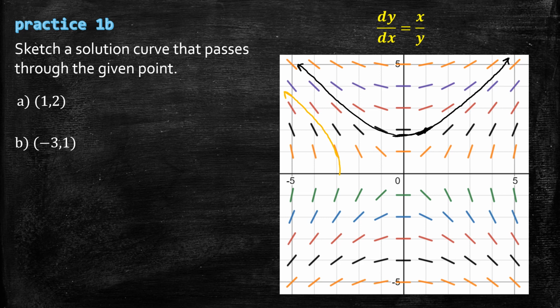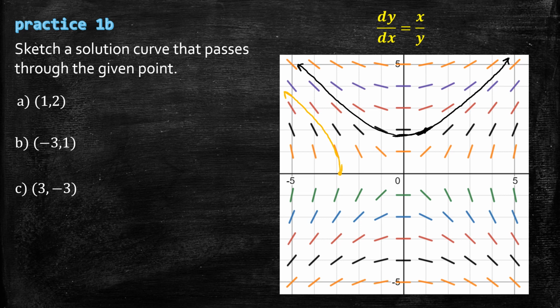We do know that at this point here, wherever that might be, the y-coordinate is 0, and so dy by dx is undefined. So we probably have a vertical tangent line right there at this point, but that would be the solution curve through the point (-3, 1).